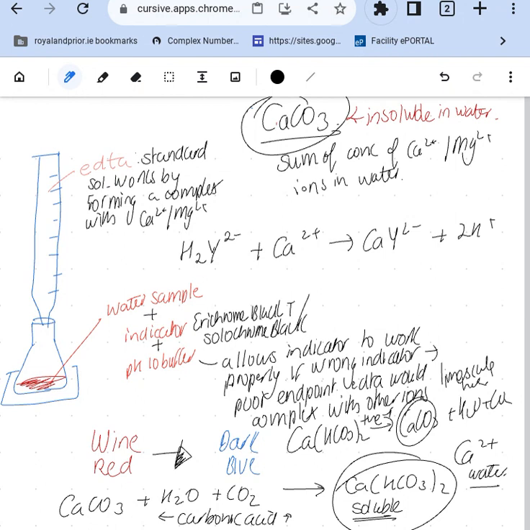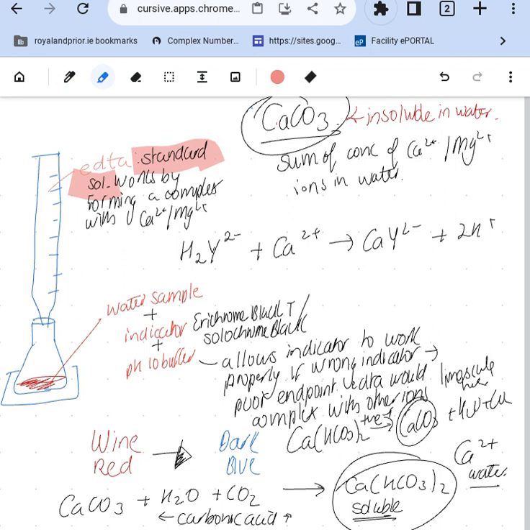So in this experiment or titration in question 1, we measure the total hardness. What we use there is a standard solution, i.e. a solution whose concentration is accurately known, of EDTA. Now EDTA, you do need to know what EDTA stands for. It's ethylene diamine tetraacetic acid. So you've got a standard solution of that, maybe 0.1 molar.